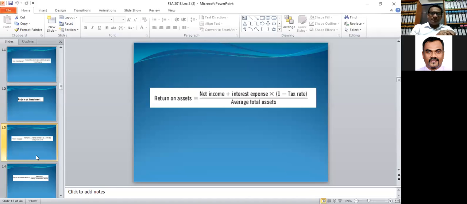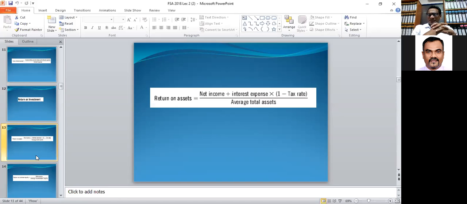Does it mean the revenue? No, in accounting, return means profits. So when you say return on investment or return on assets, always remember to refer to profits. Say, for example, you calculate the ratio return on assets. Now see how the ratio has been defined here. Return on assets equals, in the numerator, net income plus interest expense into 1 minus T.